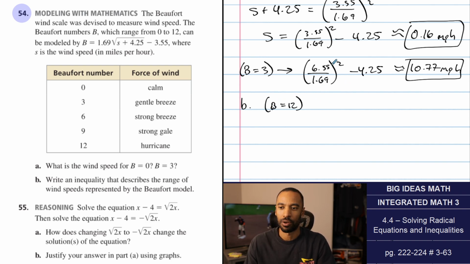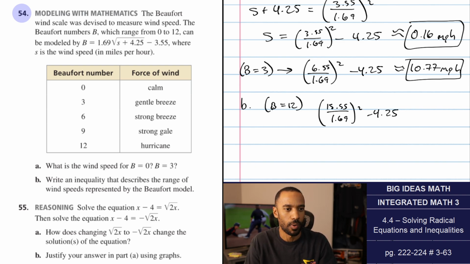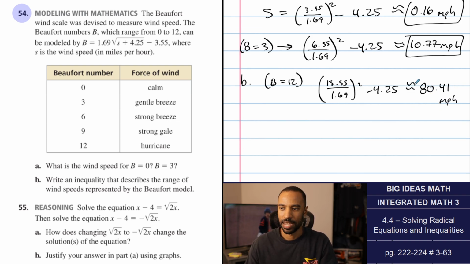Now, when we do that, we're adding 3.55 to 12. So this time it's going to be S equals 15.55 over 1.69 squared minus 4.25. So let's turn that 6 that I had last time into a 12, or 15, sorry, because 12 plus 3. And I'm getting 80, ooh, hurricane, 80.41 miles per hour.